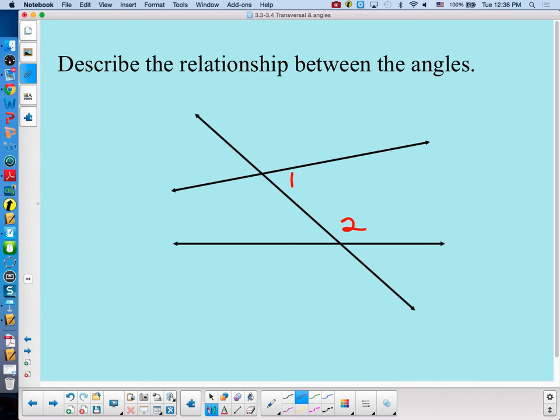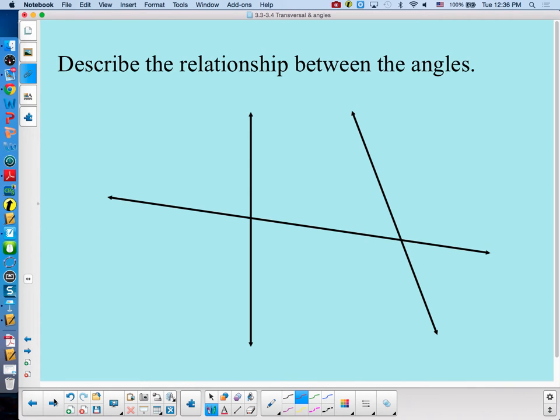Show me. All right, same side interior angles. All right, it appears that you're getting that. Now, if we turn the diagram, are you tired of 1 and 2? Let's look at 7. Here's a 7 and here's a 4. What pair are they?